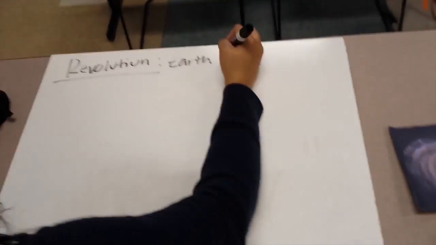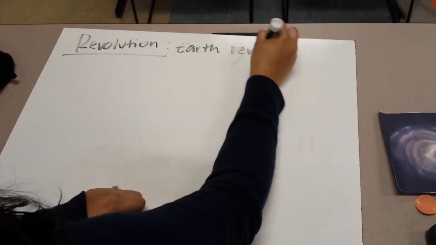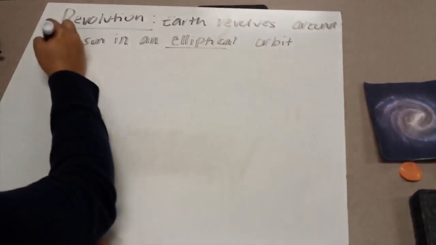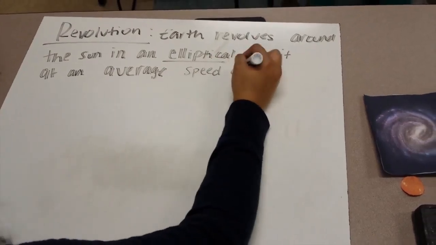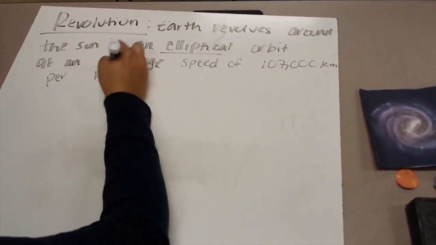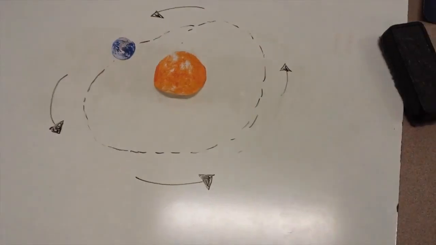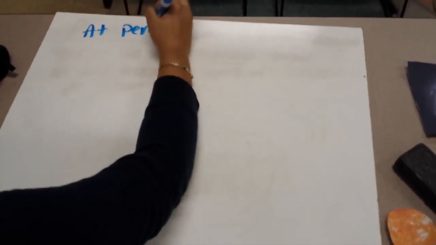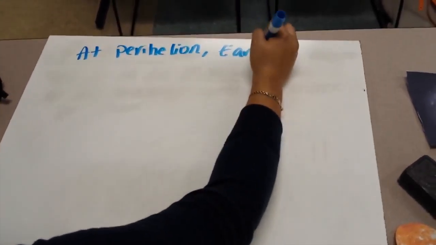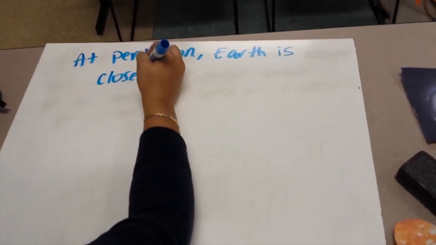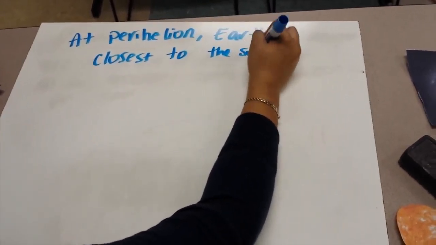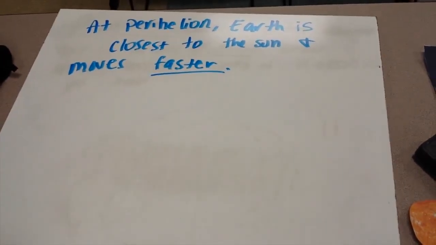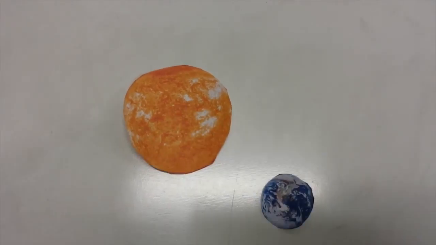Now, revolution is when the Earth revolves around the sun in an elliptical orbit at an average speed of 107,000 kilometers per hour. And you can see how it's moving in an elliptical form around the sun. At perihelion, the Earth is closest to the sun, which means that it's going to be moving faster. And you see how it's moving a lot faster.